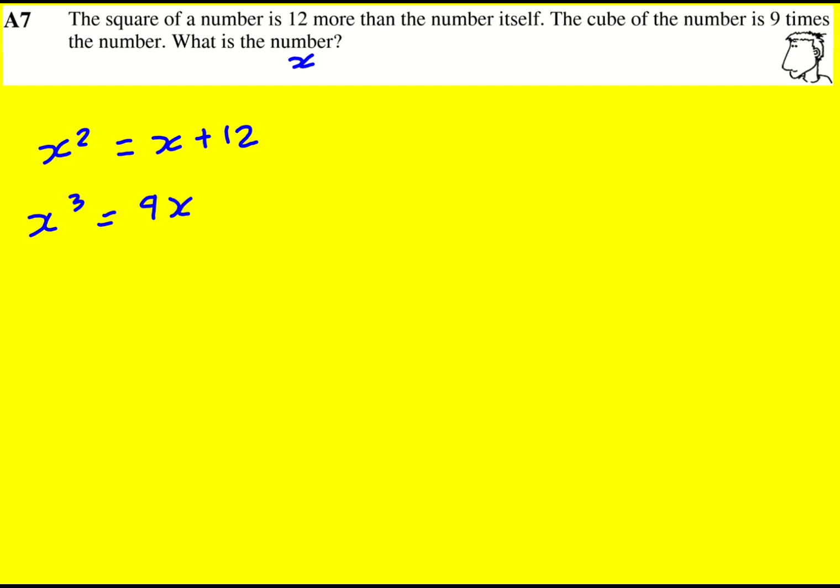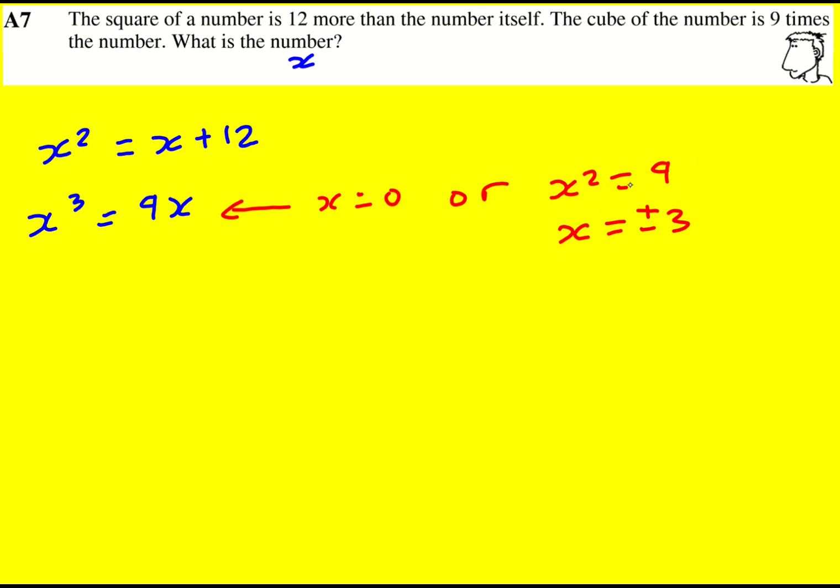What is the number? Well, let me first of all deal with this equation. Although there's a cube in there, there's only two terms, so it makes it easier than the first equation. And what we can do is see that either x is 0, or if it's not 0, we can divide through by x to give x squared equals 9. If x squared is 9, we can take the square root, and this gives plus or minus 3. You must remember the minus part of the square root as well.